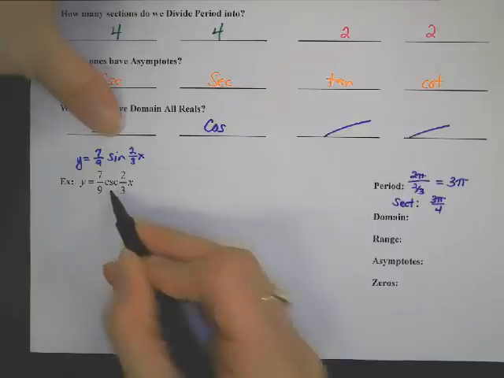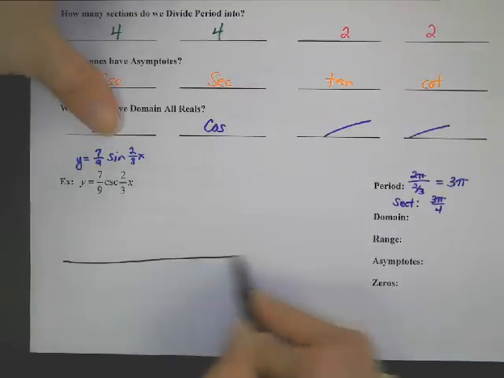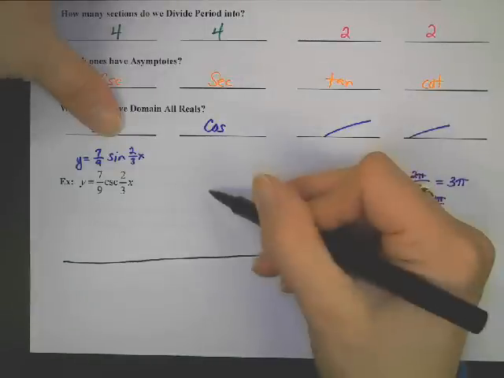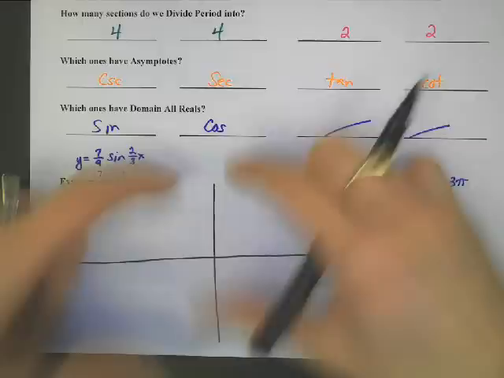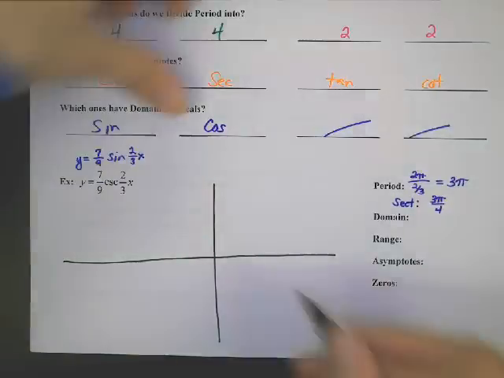Okay, let's go get our graph started. This is a cosecant, so I'm going to have to do a sine and then put the parabolas above and below. So we're going to have to maybe scale it down a little bit. Don't draw a huge sine. You won't have any room for your parabolas to go.